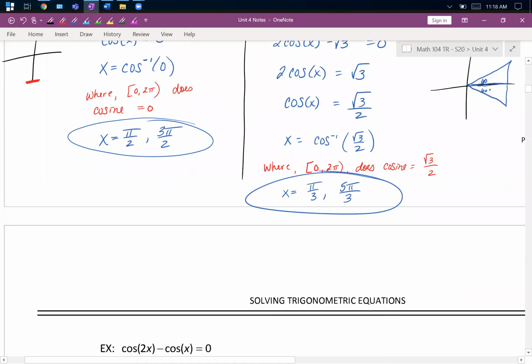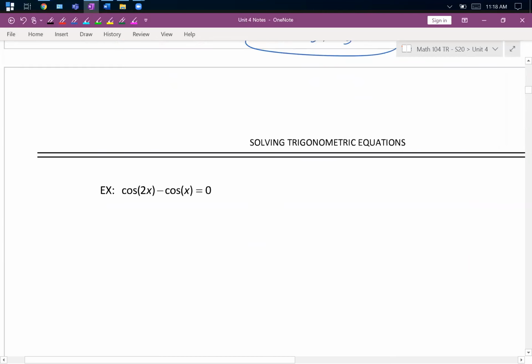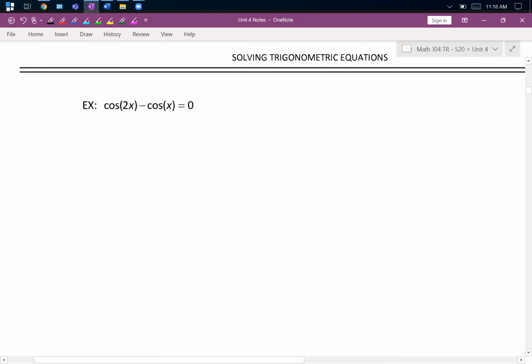All right, let's try some more. We want to solve cosine of 2x minus cosine of x equals 0. Well, we look at this and say, oh, great, they're both cosine. But the problem is they're not both the same cosine. One's cosine of 2x and one is cosine of x. That is different. So we need the arguments to be the same in order for us to do any type of algebra to it. It's always easier to tear down an argument than it is to build it up.